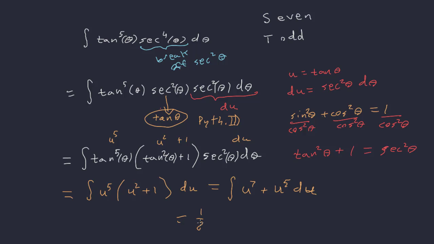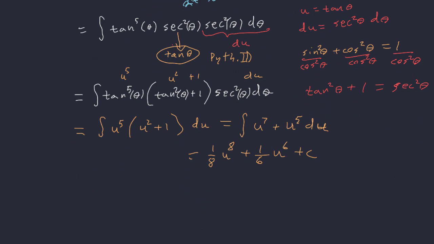And now it's essentially power rules. So now we just put, in this case, our thetas back in. So it'll be 1/8 tan to the 8th theta plus 1/6 tan to the 6th theta plus c. And there we go. It's a similar process as before.